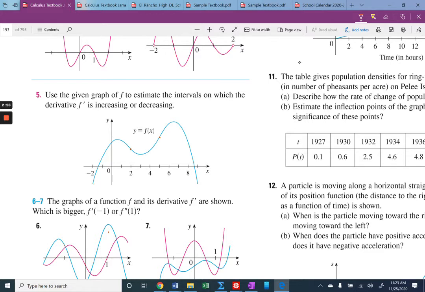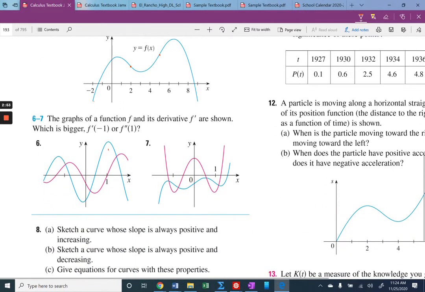Now, when f prime is decreasing, we find that out because when f prime is decreasing, f is concave downward. Looking at this graph, it is concave downward over here and concave downward over here. I'll let you just write the intervals down. And make sure you include reasoning in your work.